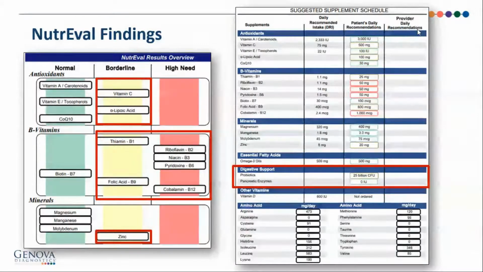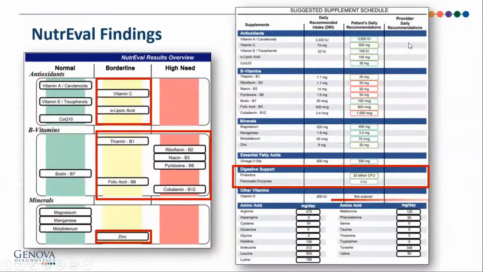So what about the gut? Well, here we have the digestive support on the next page, and we see that there was a moderate need in yellow for probiotics. No indication of pancreatic enzyme need. Interesting. Here are the recommendations from the test. Notice too the omega-3s. They look okay here. And I would fill in any changes that I deem necessary here.